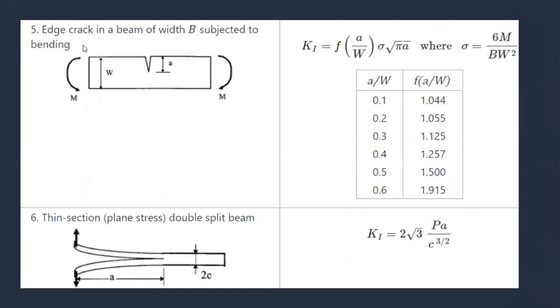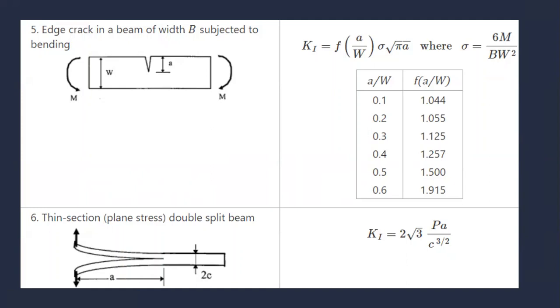Next, an edge crack in a beam of width B subject to bending. So normally it's a beam having an edge crack. See this. For this, the stress intensity factor is given as f of a by W times sigma times root of pi a, where sigma is equal to 6M by B W squared. And this is a table for a by W and f of a by W.